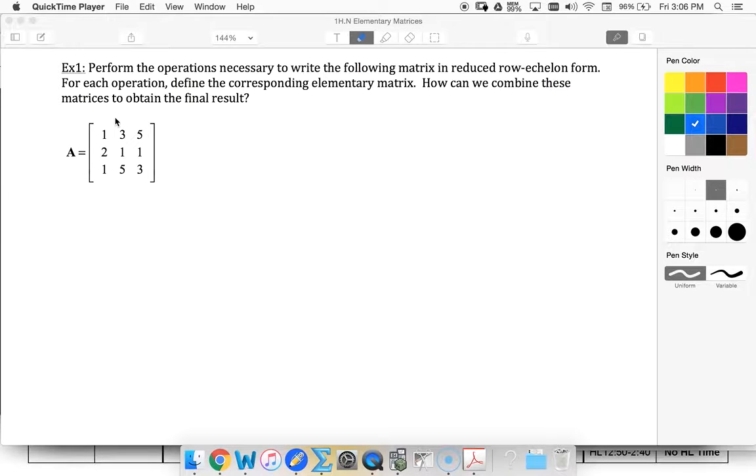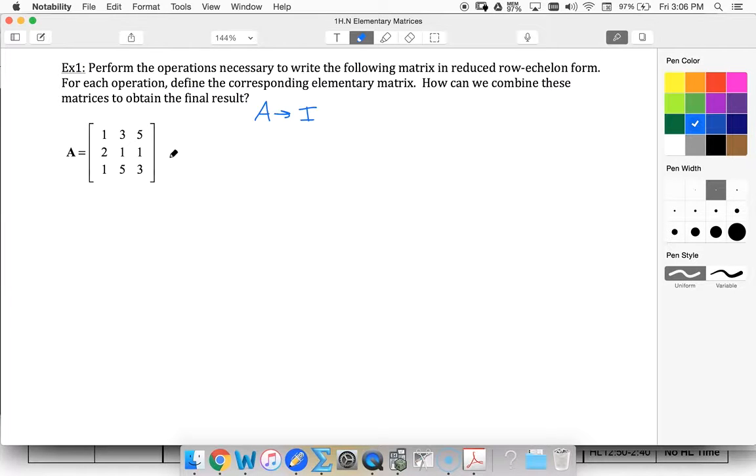All right, in this video, we're gonna look at changing this matrix into reduced row echelon form. In other words, we wanna take A and turn it into matrix I. Because we don't have an augmented matrix here, just a 3 by 3, we're gonna turn it into a 3 by 3 identity matrix. And for each operation, we wanna define the corresponding elementary matrix, and then look at the end how we could put those all together. So let's start.